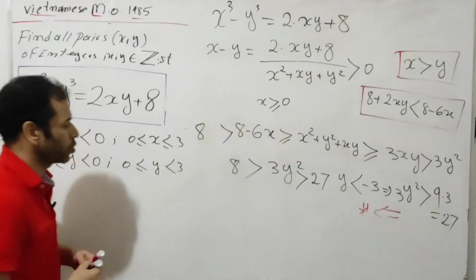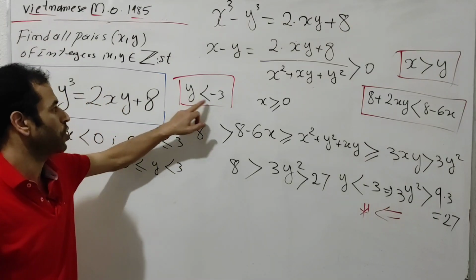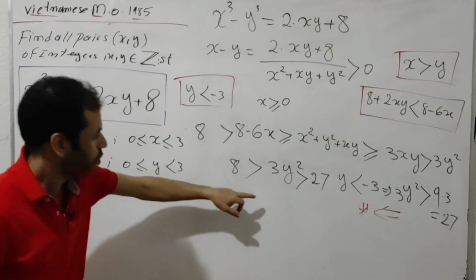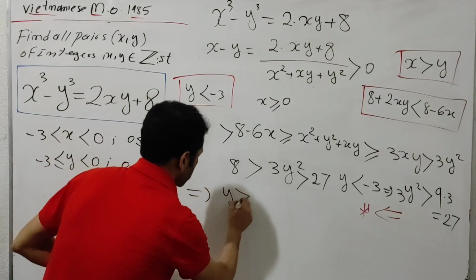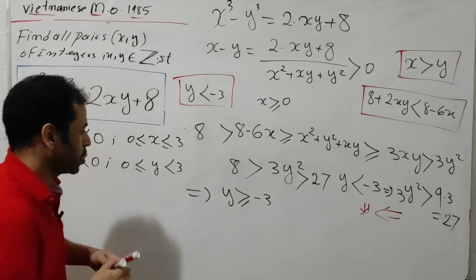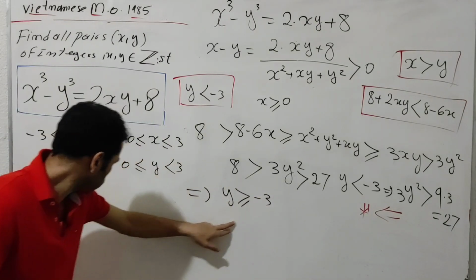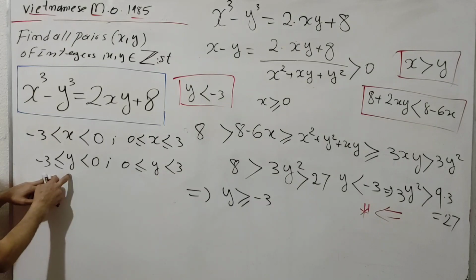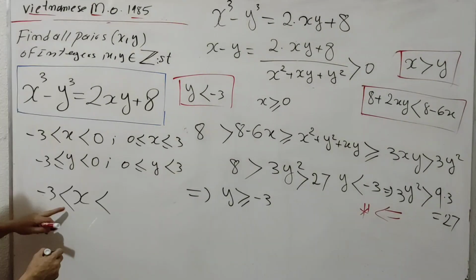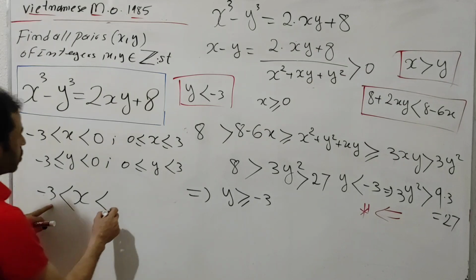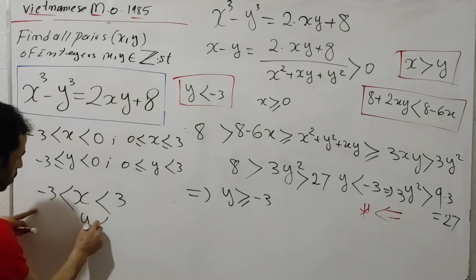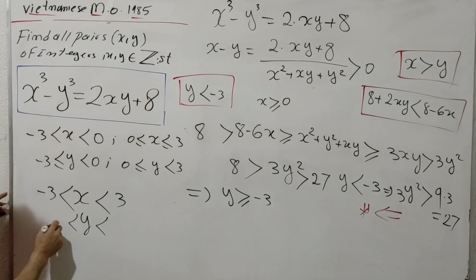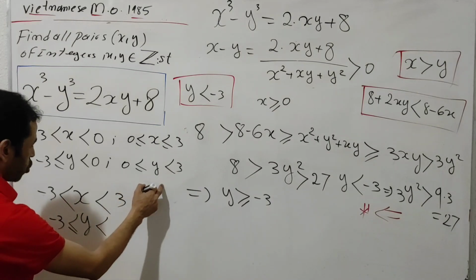What does contradiction mean? We put y strictly inferior than minus 3 as an assumption, and now we contradict this assumption. So it's telling us y is superior to minus 3. If y is superior to minus 3, this solution joins the solution that we have here. That means x is strictly superior than minus 3 and inferior equal to 3, and y is superior equal to minus 3 and strictly inferior than 3.